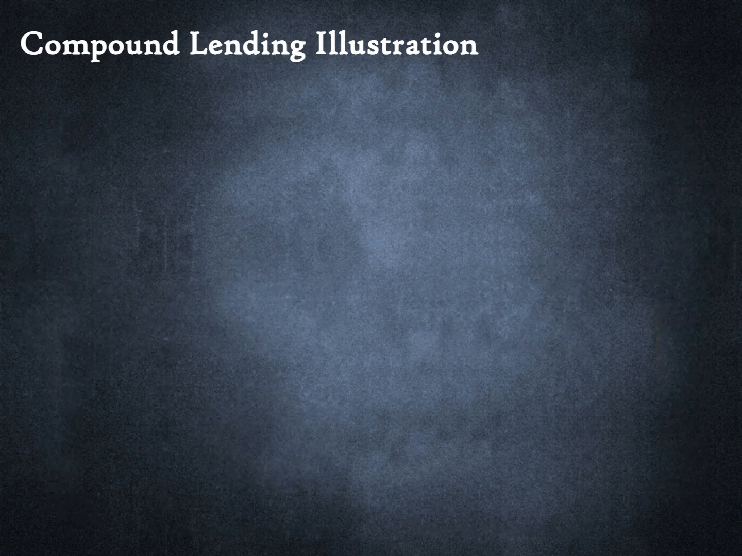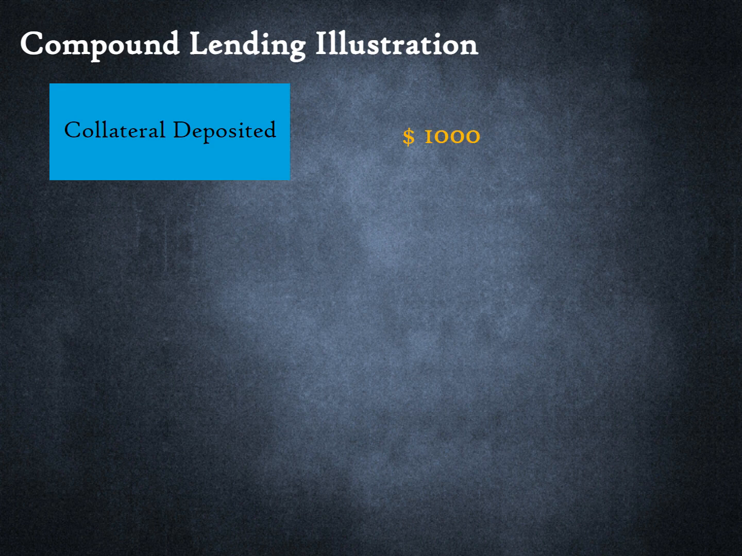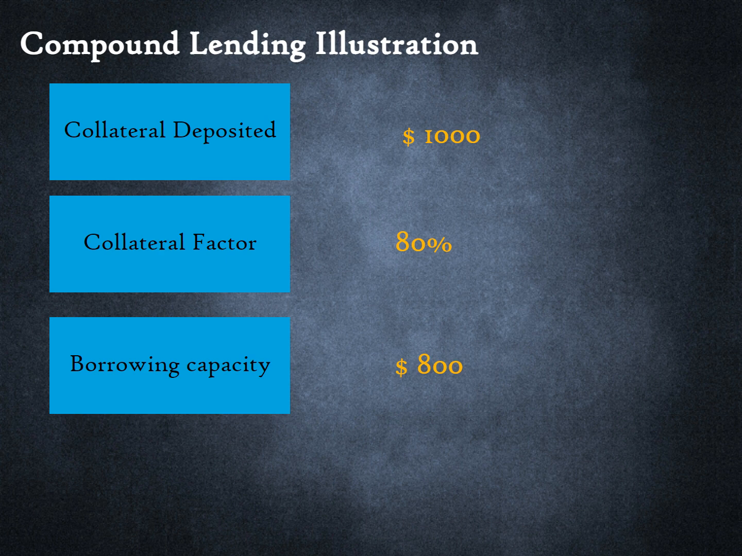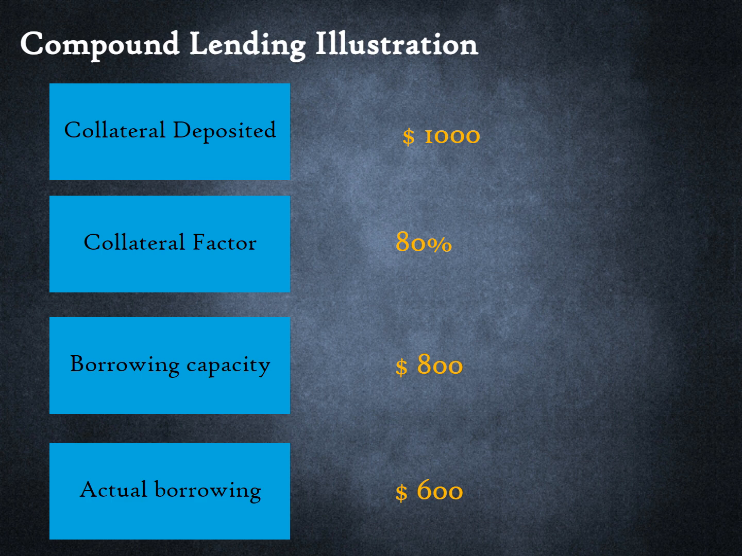Let us put some numbers into our scenario. Alice deposits $1,000 worth of Ether as collateral. The collateral factor is 80%. Her borrowing capacity is $800 worth of USDC, which is a stablecoin. We will assume that the value of USDC remains $1 at all times. Alice borrows less than borrowing capacity. The actual amount she borrows is $600.